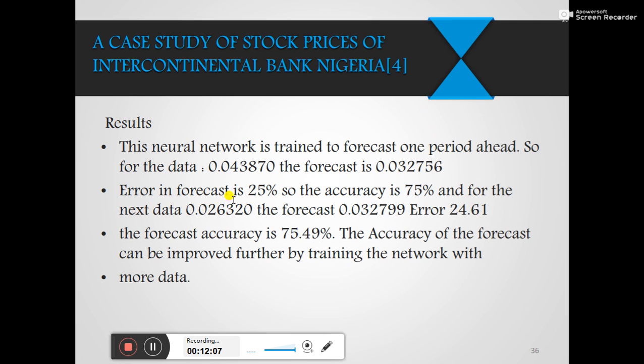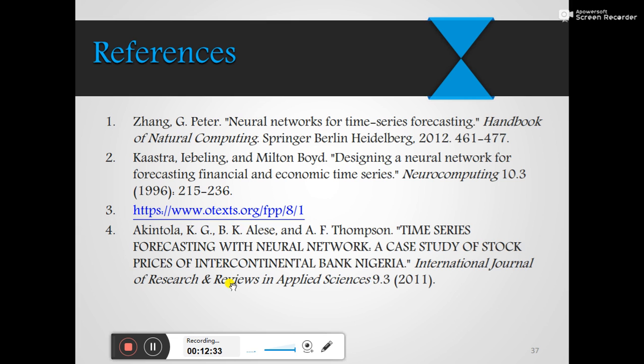As per the results from this case study, which you can find in the reference, this neural network is trained to forecast one period ahead. For data 0.43870, the forecast is 0.32756. So the error in forecast is 25%, so the accuracy is 75%. For the next data, the forecast will be like this, so accuracy is increasing. The forecast accuracy can be improved further by training a network with more data.